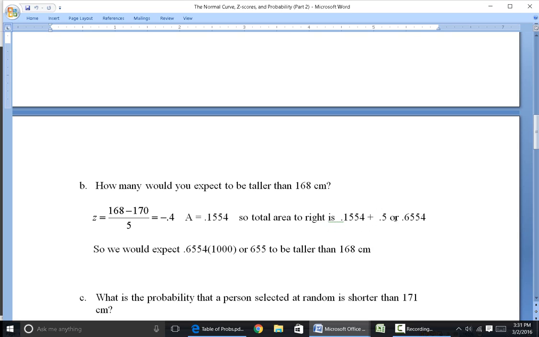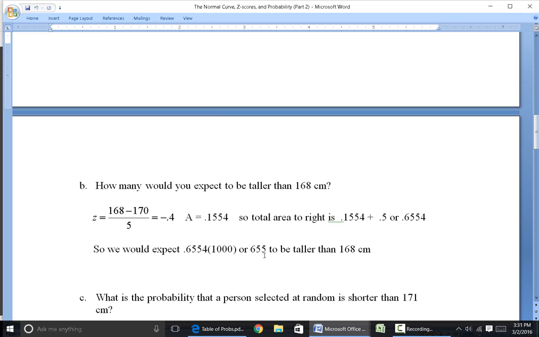Okay, so that's the percent. So the number we would expect would be 0.6554 times 1,000. Again, rounded off to 655. So 655 would be taller than 168.